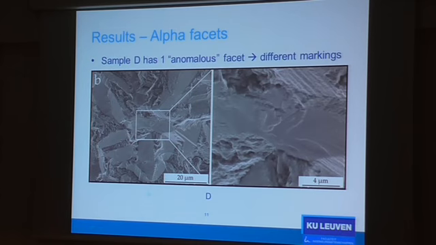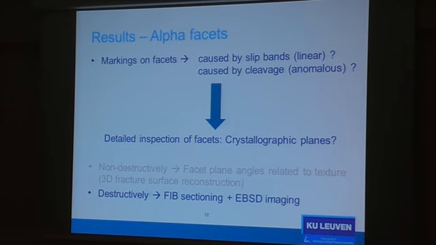But there is one strange facet in sample D. In all of the other facets, you can see this linear pattern. But in this one here, if you zoom in, there is a fan-shaped pattern. It's exactly this kind of marking that in the literature has been used to say that there is a cleavage fracture of this grain. So now we come to the big question: are these markings caused by slip band formation, or is there a cleavage?